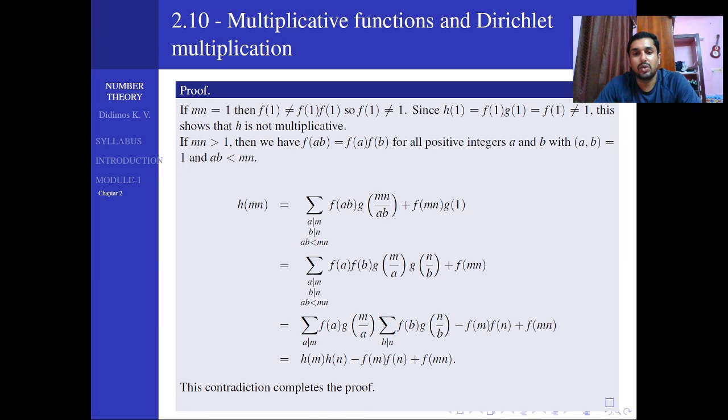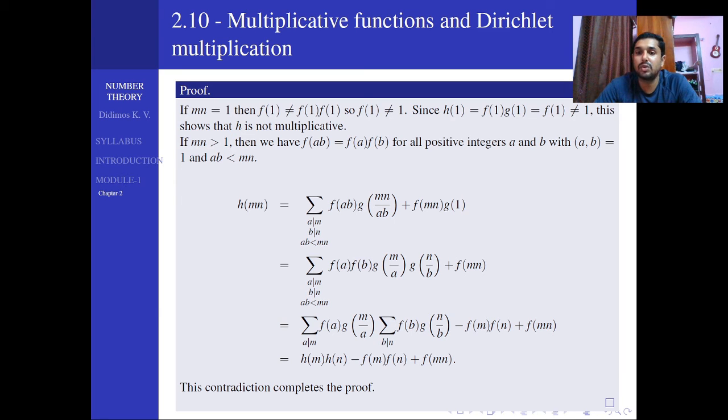Clear? So f of 1 not equal to 1. If f of 1 not equal to 1, then using the following equation, we can prove that h is not multiplicative. Our assumption is f star g is multiplicative, but we will prove that f star g is not multiplicative. That means h is not multiplicative. So we start with h of 1. h of 1 is equal to f of 1 into g of 1.